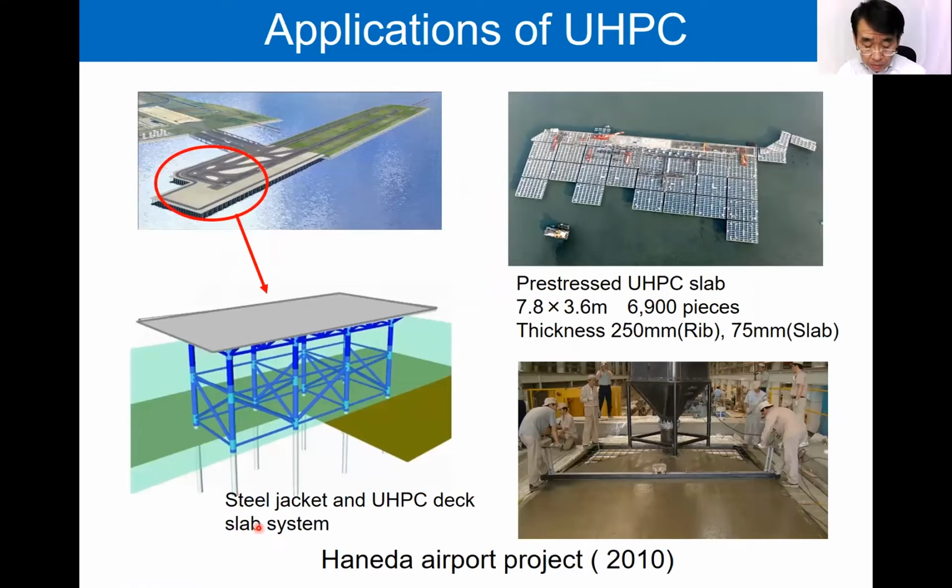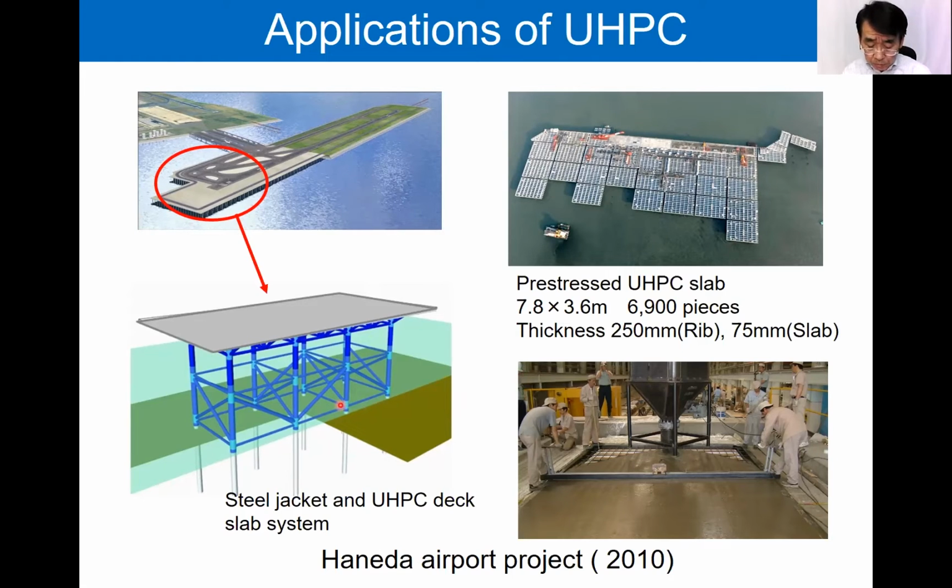And I think this is the world's largest project of UHPFRC. The site is the runway at Haneda Airport in Tokyo. 6,900 pieces of UHPFRC precast slab with the dimension 7.8 by 3.6 meter are utilized as a deck structure on the steel jacket. The total volume of the UHPFRC was about 24,000 cubic meters.